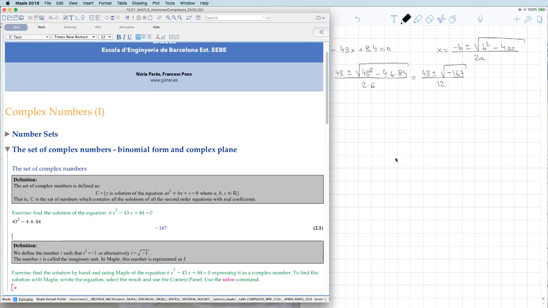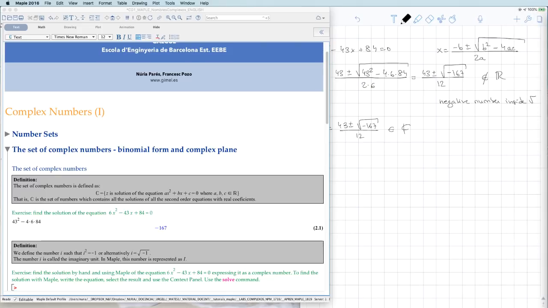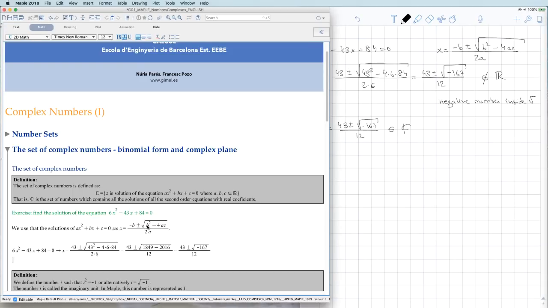If we look at the square root, we have a negative number inside the square root. This means that this number is not a real number. However, as we have defined the set of complex numbers to contain all the solutions, we can ensure that this is a complex number by definition. So if we want to have this solution, we can paste it in here, and we have it here.